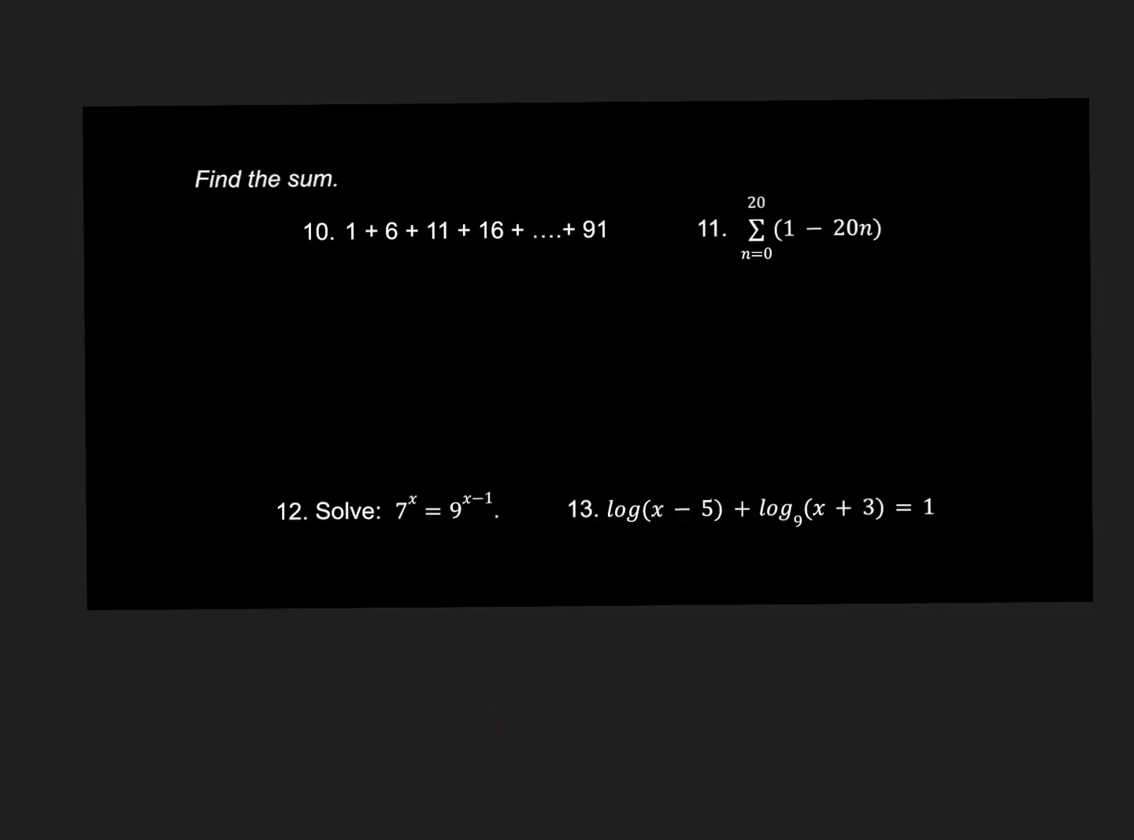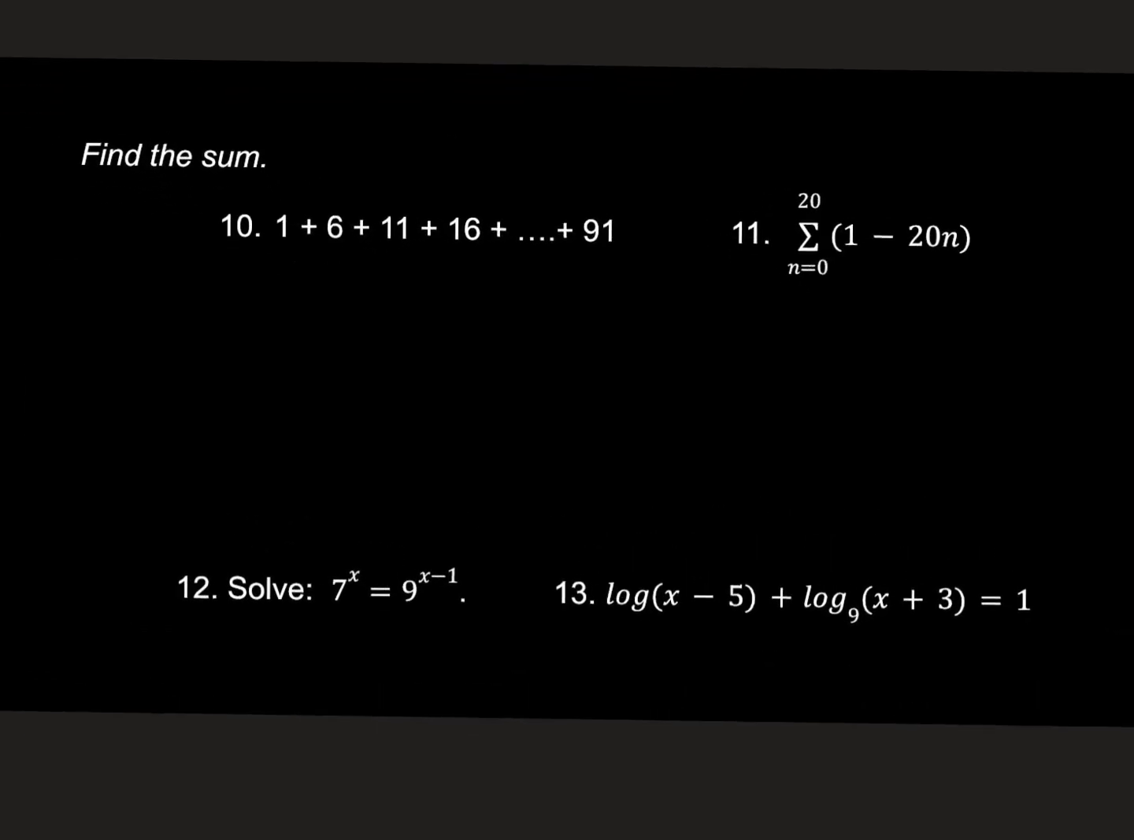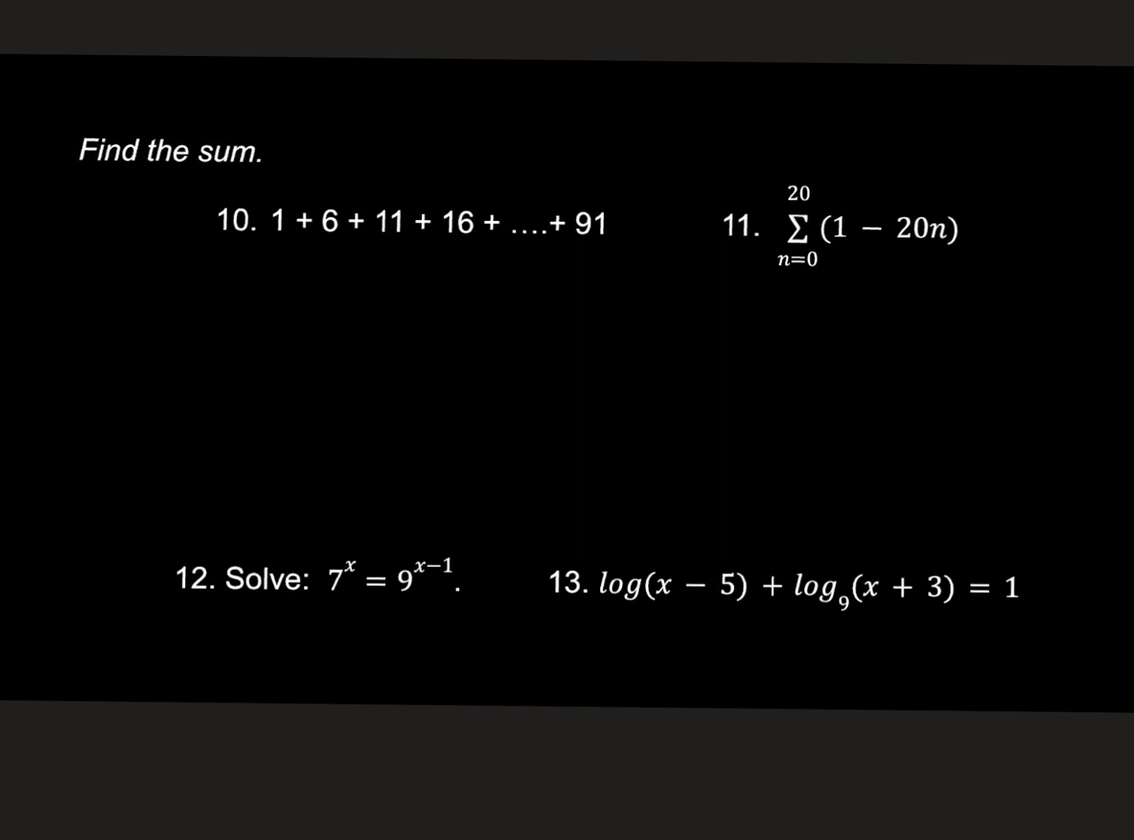Number 10, find the sum. Now, this is arithmetic. Look at it real quick. They're adding the same thing every time. They're adding 5. So the way you find the sum of arithmetic is, this is the formula we're using, number of numbers over 2, first term plus last term. What I know here is the first term is 1, and the last term is 91. What I do not know is what n is.